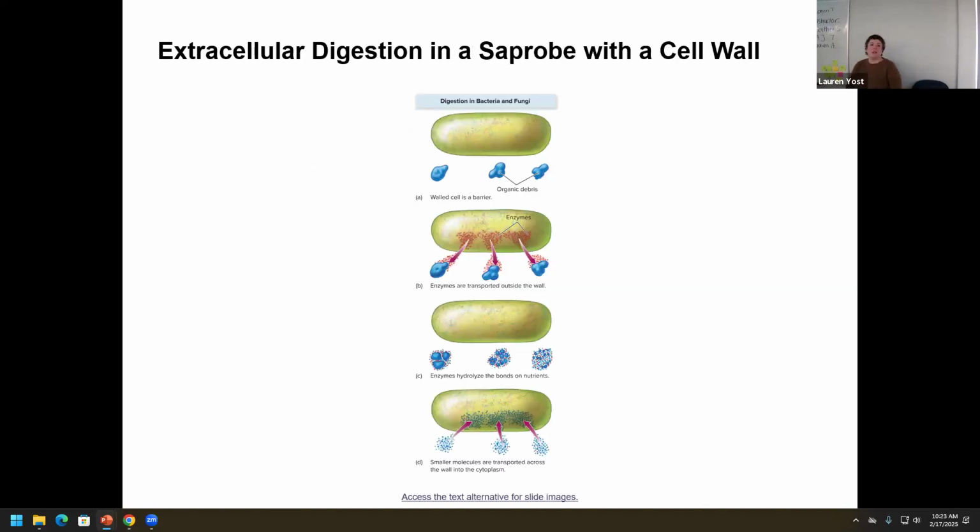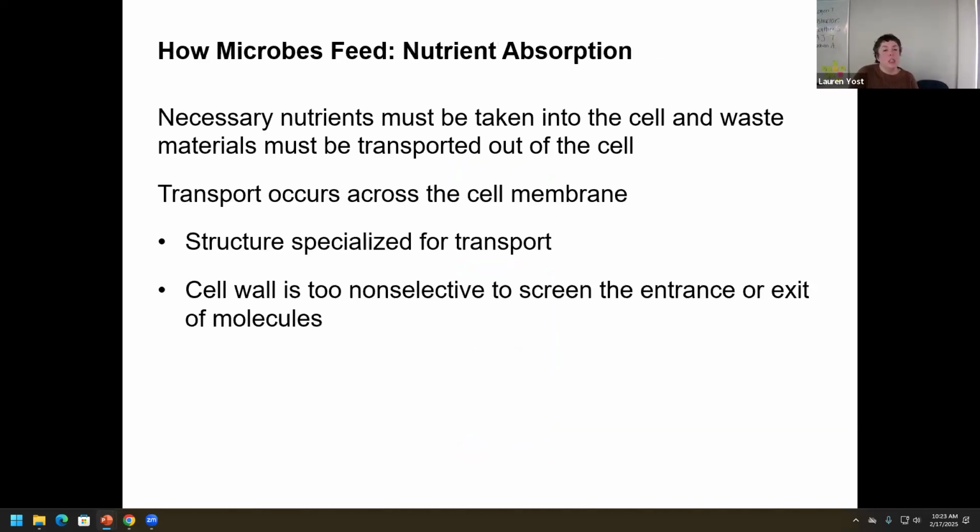So then we have extracellular digestion for saprobes, where if you're something that breaks down dead and decaying things, like a bacteria, obviously you can't eat up that whole organism. That's not going to work. So what they do is they secrete enzymes out of their cells that break down that material, and then they can absorb what they've broken down. Okay, so that is extracellular digestion for those guys.